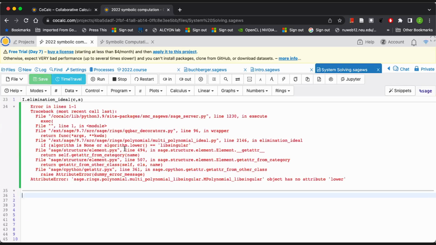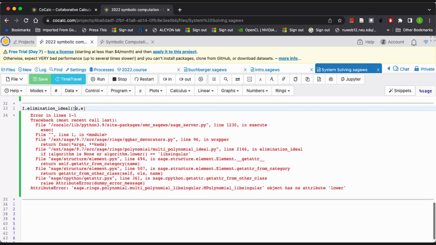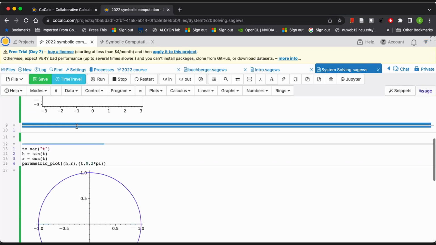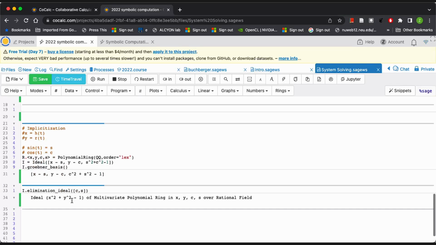And it didn't work. Why? Okay, because I need to give a list of variables that I want to eliminate. So I will tell you now what the elimination ideal is. But you see that the generator of the elimination ideal, what is it? It's exactly the implicit equation. So that's a way to do implicitization. We take the parametric equations, we compute a Gröbner basis of this, and it gives us the implicit equation.